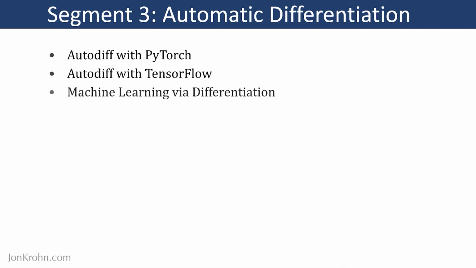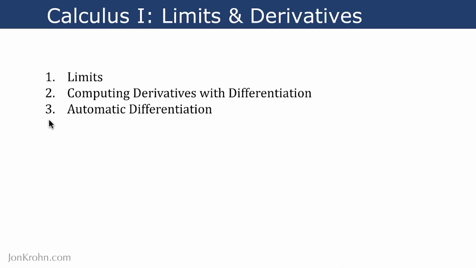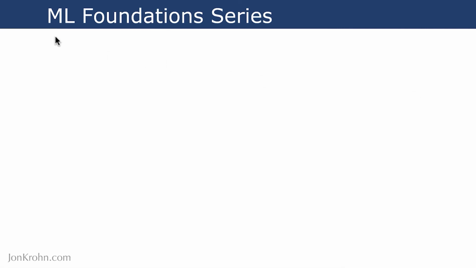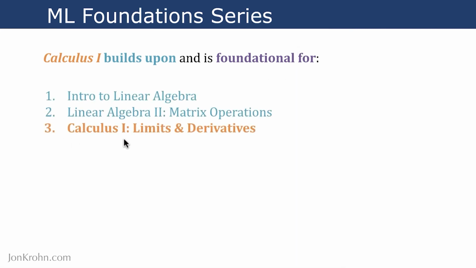The segment of videos that we just finished was on automatic differentiation. We covered AutoDiff with PyTorch, as well as in TensorFlow, and we used automatic differentiation to allow a machine learning problem to be solved. In the process of that, we did also touch on cost, or what are also known as loss functions. That automatic differentiation segment was the final segment of 3 in our Calculus 1 subject on limits and derivatives. My comprehensive Machine Learning Foundation series of videos consists of 8 subjects, and the Calculus 1 subject on limits and derivatives that we're wrapping up right now is the 3rd of 8 in the series.